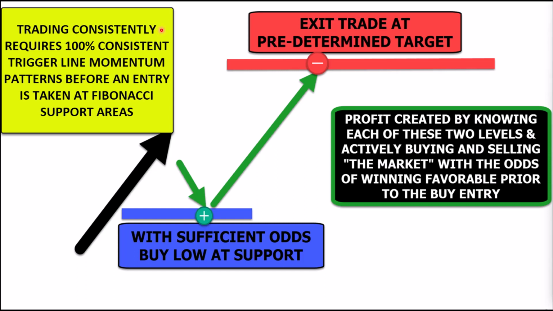And you really only need a couple of things to be able to trade really, really consistently. You need strong trigger line momentum up, and then you can buy Fibonacci areas of support. And if the momentum persists, you're going to be able to stay in a trade until you reach a Fibonacci resistance. And you're going to be able to profit by knowing those two levels and understanding the odds of the market continuing in one direction or the other.